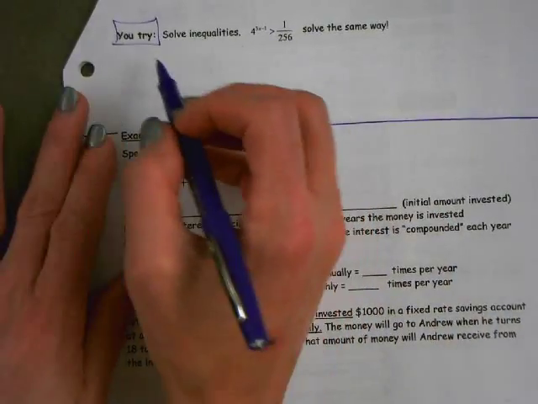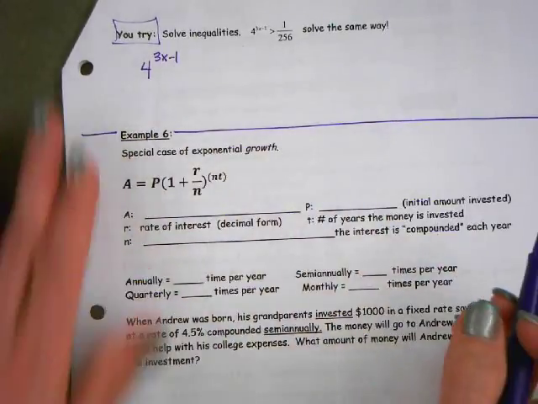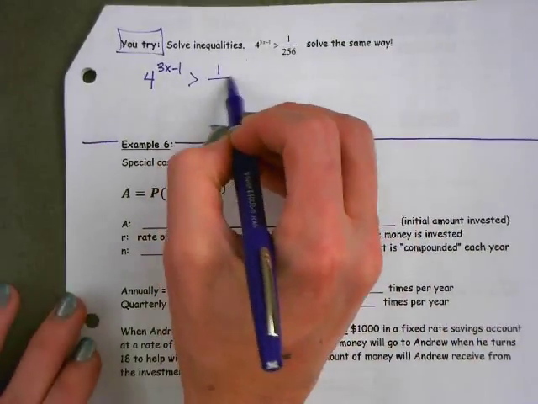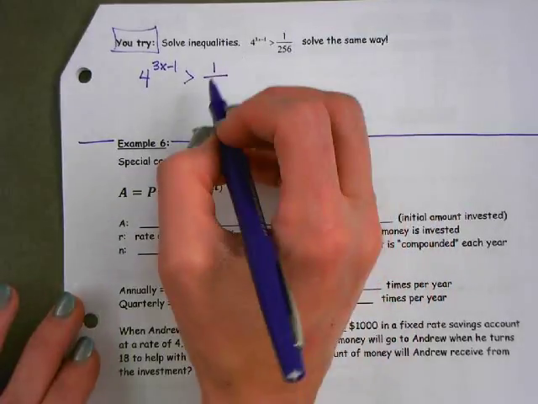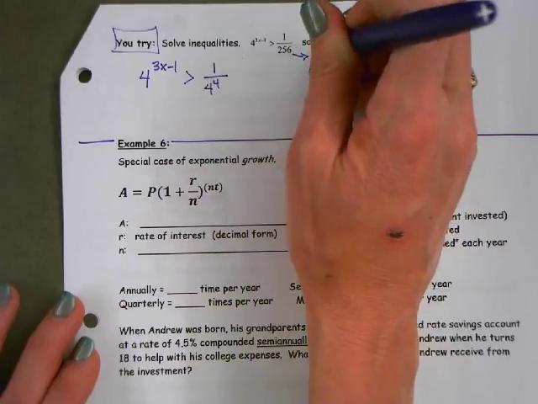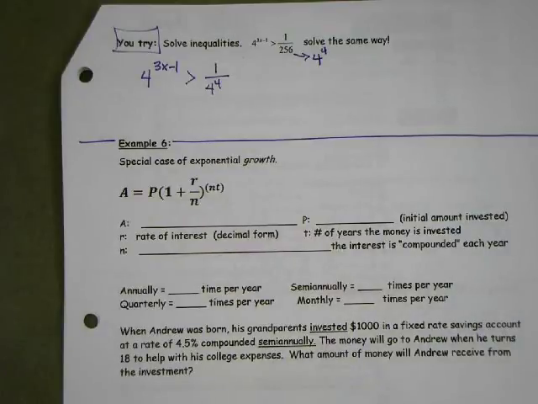So I'm going to rewrite this as 4^(3x-1) is greater than 1 over, now I'm just going to take the 256 and write it with the base, so 4 to the 4, because 256 can be rewritten as 4 to the 4. That gives them the same base, right? Alright, I have something in the denominator though. I don't like having exponents in the denominator. So what is the rule when I have an exponent in the denominator? Correct. To bring it up to the numerator, I just flip it and change the sign.